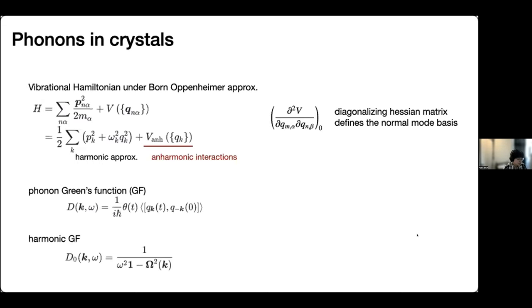The primary computational treatment of phonon anharmonicity in solids is through the use of Green's function-based mean field theory. Here I introduce the phonon Green's function, which is also the object of interest in VDMFT. It relates to the equilibrium displacement auto-time correlation function here. In the non-interacting limit, the harmonic Green's function is trivial and is written in this form, where capital Omega squared is the dynamical matrix, that is the Hessian matrix in normal mode basis. But more generally, if there is phonon-phonon interaction, the Green's function is given by this form. Here, Pi of k, omega is the phonon self-energy.